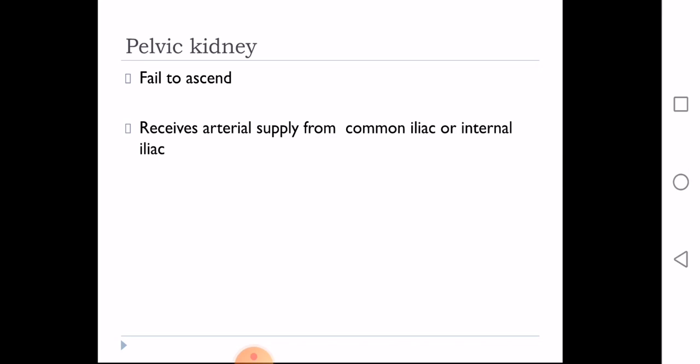Now pelvic kidney. This happens when the kidneys fail to ascend. That is called pelvic kidney. So why is this kidney not ascending or going up? One of the common causes is the presence of a sickle-shaped fold of peritoneum that contains the umbilical artery, which is projecting from the lateral pelvic wall. It prevents the kidney from going up.